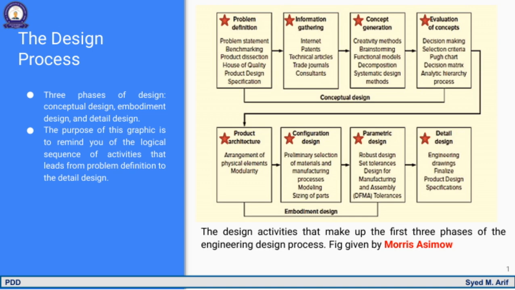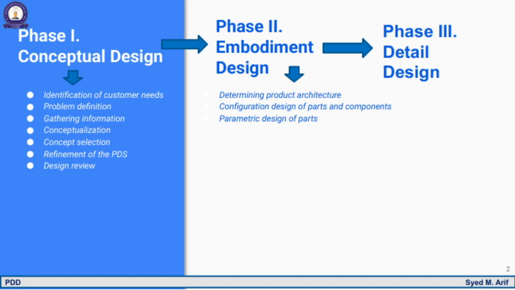Let's get started. Now, let's move on to phase III, which is the detailed design stage. Here, the focus is on determining the overall product architecture, which means figuring out how all the parts and components will fit together to form a cohesive system. This is a critical step because it sets the foundation for everything that follows. Next, we work on the configuration design of parts and components, where we specify how each element is arranged and assembled to optimize functionality and manufacturability.